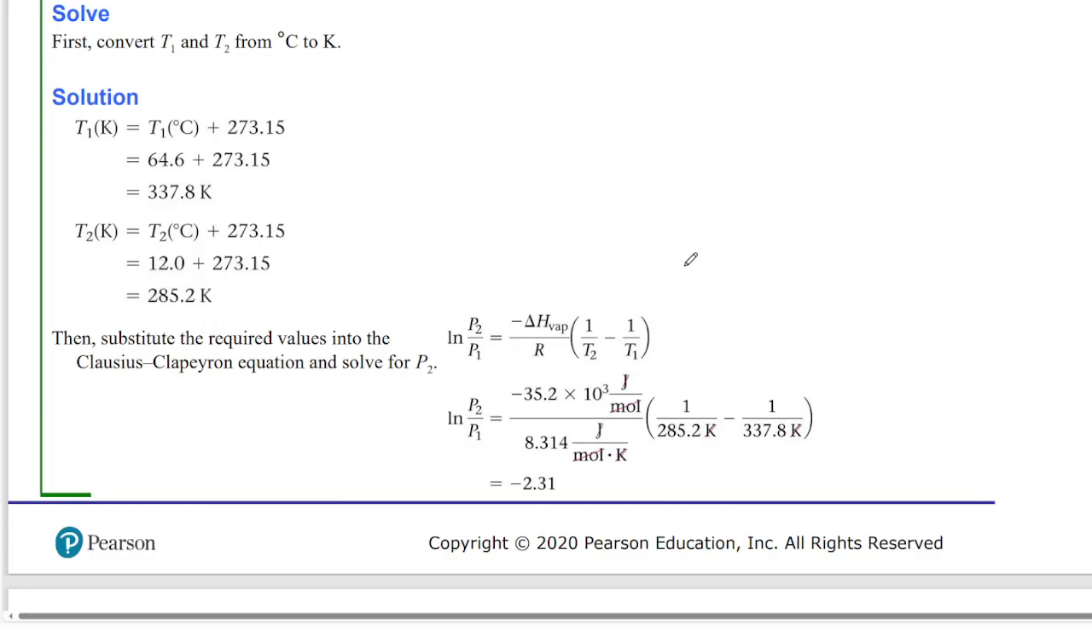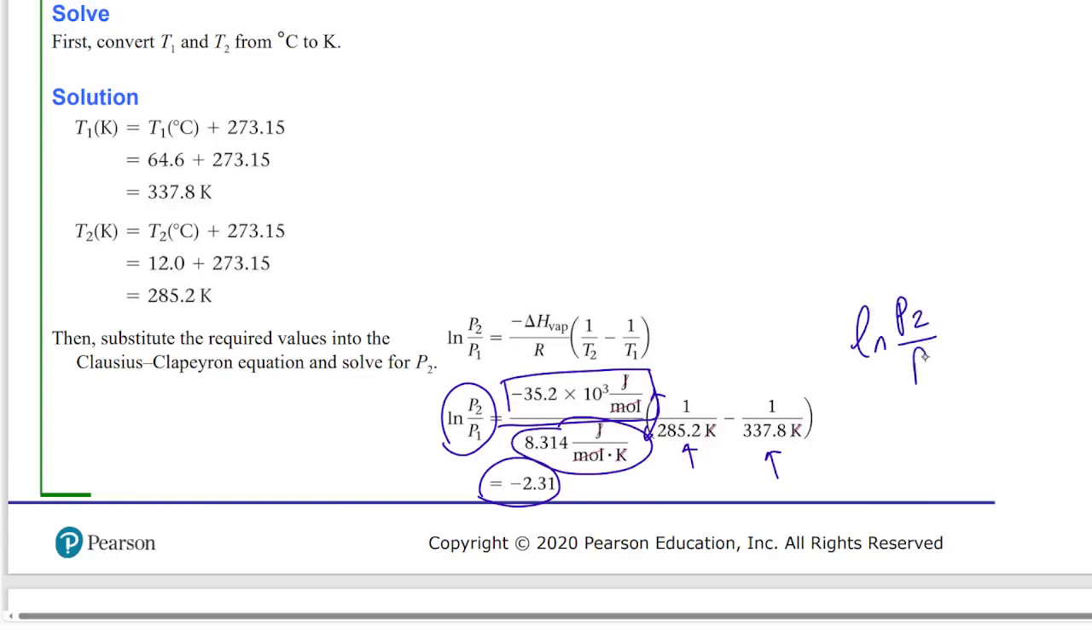So we're going to substitute into our equation the ln of P2 over P1. Just to keep things simple, we're going to go ahead and put in the delta H of vaporization. We're going to put in T2, and we're going to put in T1, and we're going to put in R. So everything on the right side, we're going to subtract first, and then we're going to divide top by bottom, and we get negative 2.31 on the right. Okay, so now we have this: ln of P2 over P1 is equal to negative 2.31.